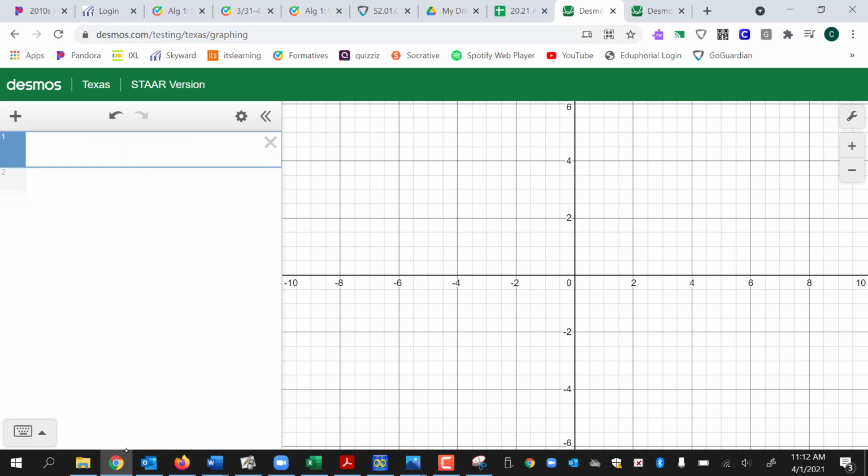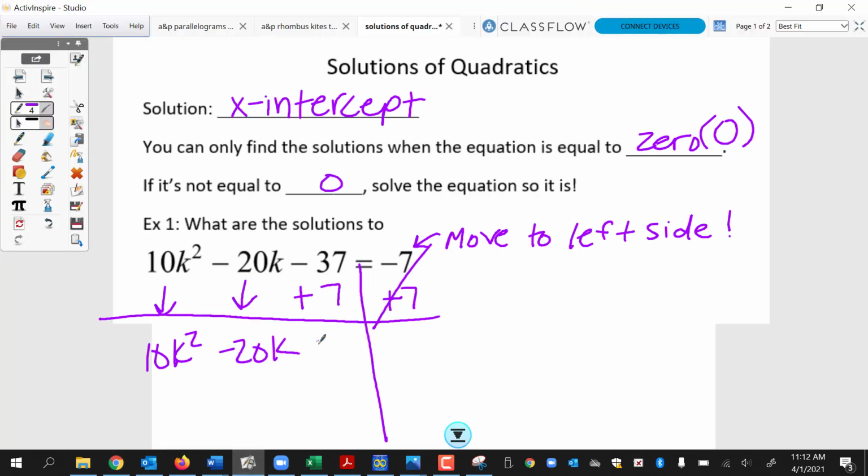Okay, -37 +7. We're going to type that in Desmos, the graphing one. -37 plus 7 is -30, so I write -30 equals 0. Yay! So now, when it says what are the solutions, that means what are the x-intercepts?